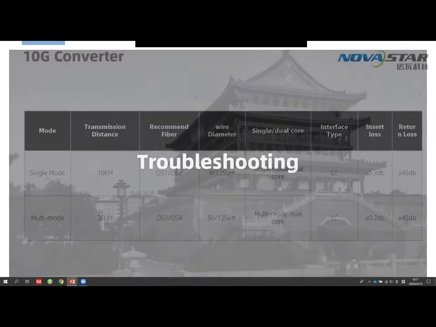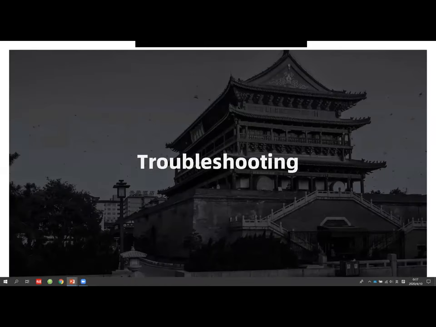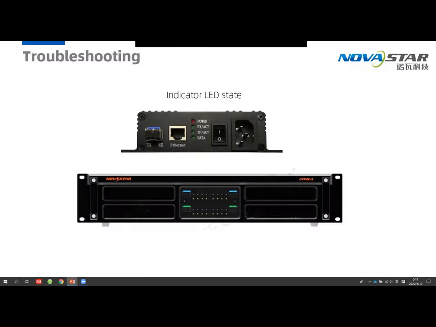Okay, it's all for the fiber solution. And now I think it's troubleshooting time, to show you some tips. Sometimes when the system fails, please check the working status indicator first, and it can help you quickly locate the problem.